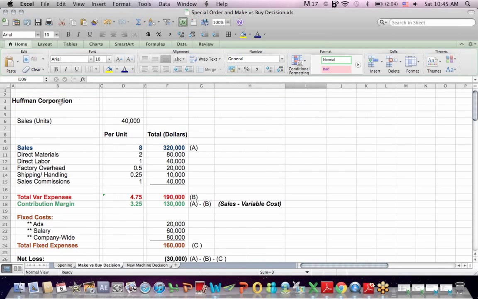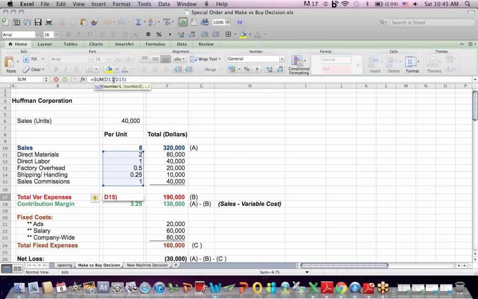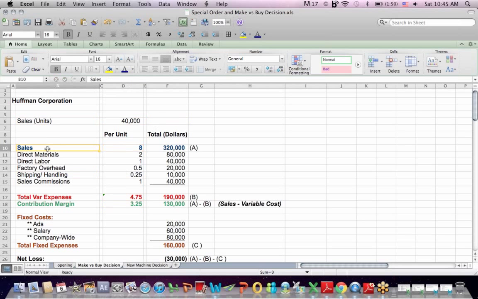So what I have laid out here is an income statement, and we're going to assume that a company called Huffman Corporation has a certain number of sales and units. We have variable sales per unit. We also have variable cost per unit. If we add those up, those variable expenses total $4.75 a unit. We sell the unit for $8. We have variable expenses totaling $4.75, so we're left with a contribution margin of $3.25.